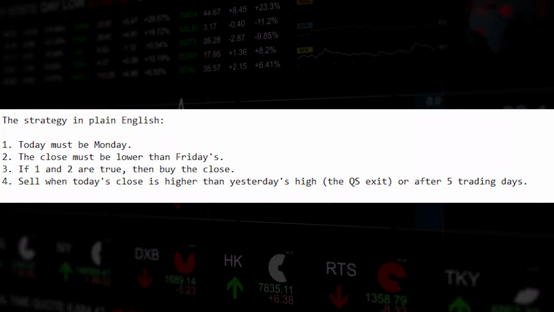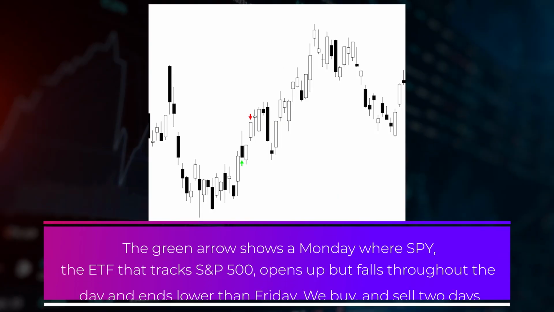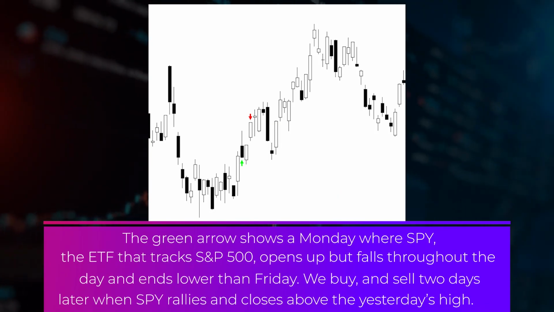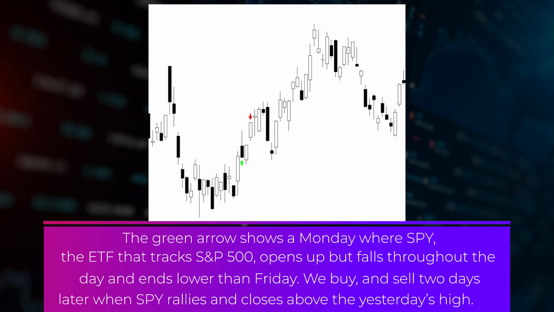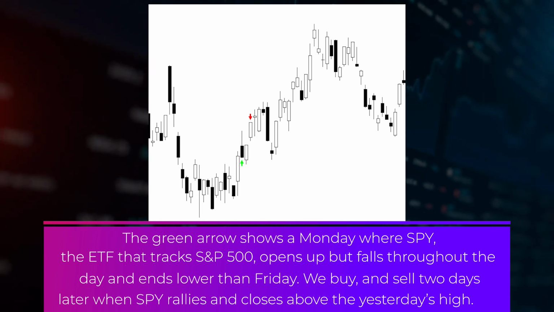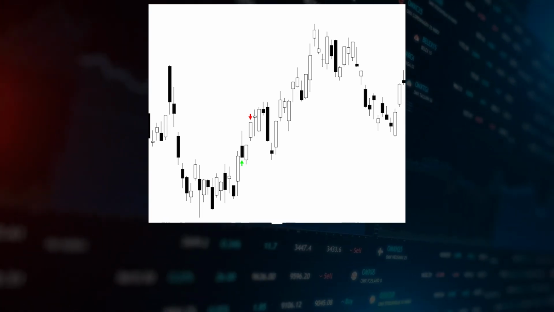We sell on a day when the close ends higher than yesterday's high or after 5 trading days. A trade example is shown on the screen. The green arrow shows a Monday where SPY, the ETF that tracks S&P 500, opens up but falls throughout the day and ends lower than Friday. We buy and sell 2 days later when SPY rallies and closes above yesterday's high.